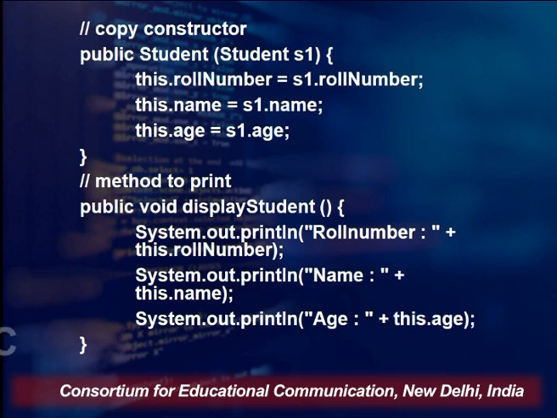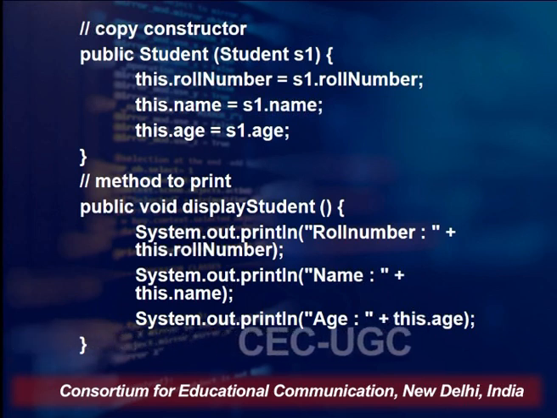So, we have passed S1, an object of the class Student, as a parameter to this constructor which we are calling a copy constructor. And here what is happening is S1.rollNumber will be assigned to this.rollNumber, S1.name to this.name, and S1.age to this.age. Essentially, the roll number, name and age of the object S1 will be assigned to the roll number, name and age of the invoking object, because the keyword this is referring to the object which has called this constructor.